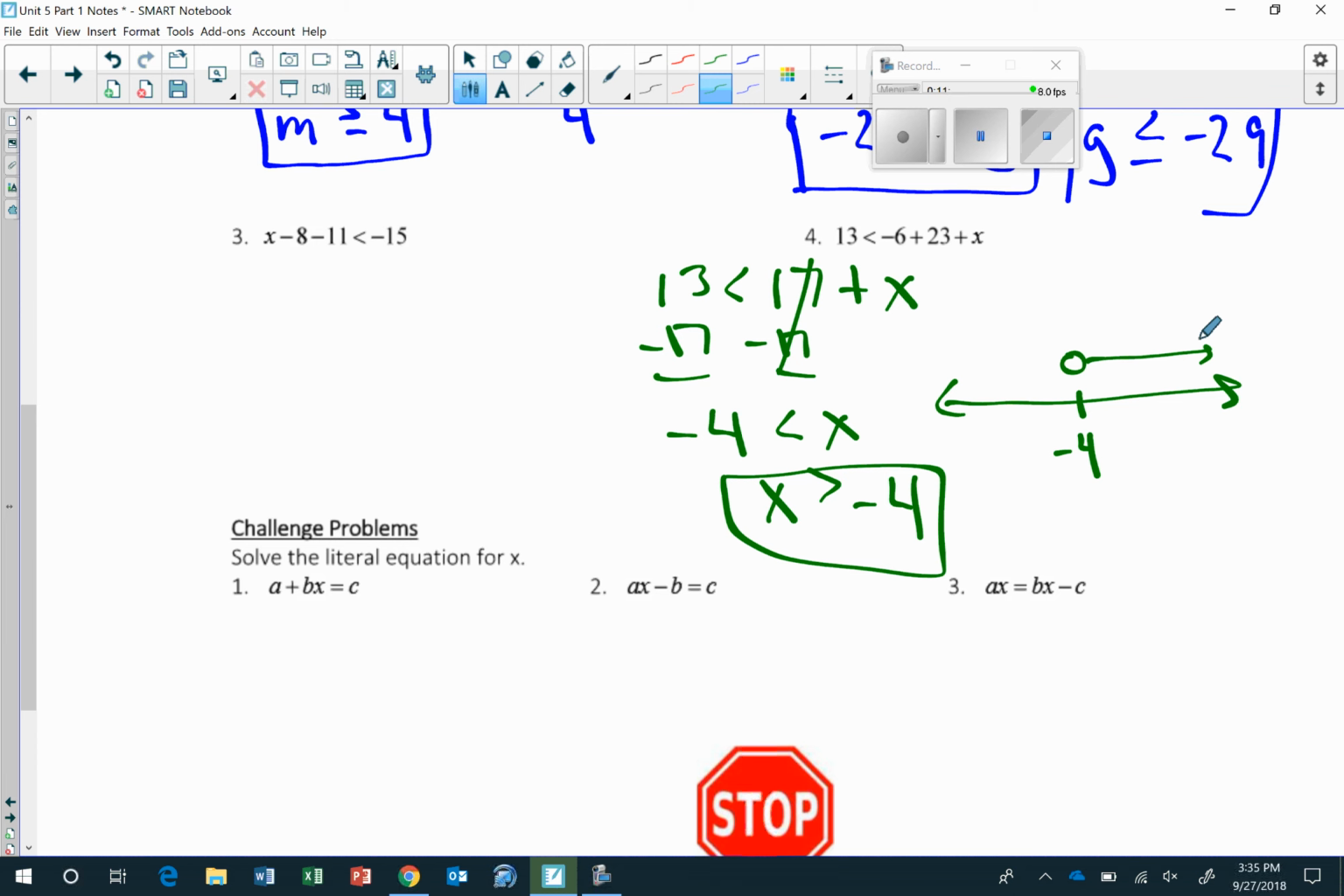At the bottom of this page, there's some challenge problems on there. They're called literal equations because there's only letters, there's no numbers. You're solving these little equations for x. Just do your best, and then if you have questions, go over those with your teacher.